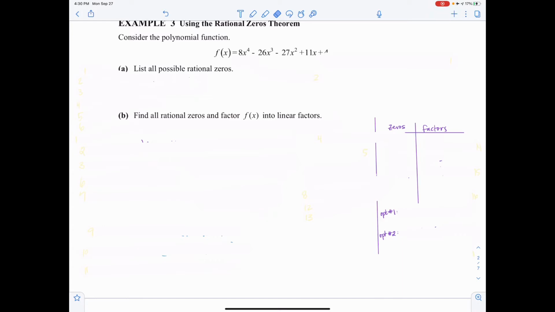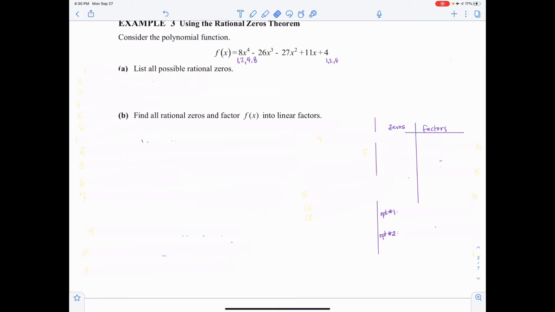What are all of the possible factors of 4? Well, you could have a 1 times a 4 and a 2 times a 2. So 1, 2, and 4 are my factors of 4. And what are my factors of my leading coefficient? Well, we've got a 1 times an 8 and a 2 times a 4. So my factors of my leading coefficient then are going to be 1, 2, 4, and 8.